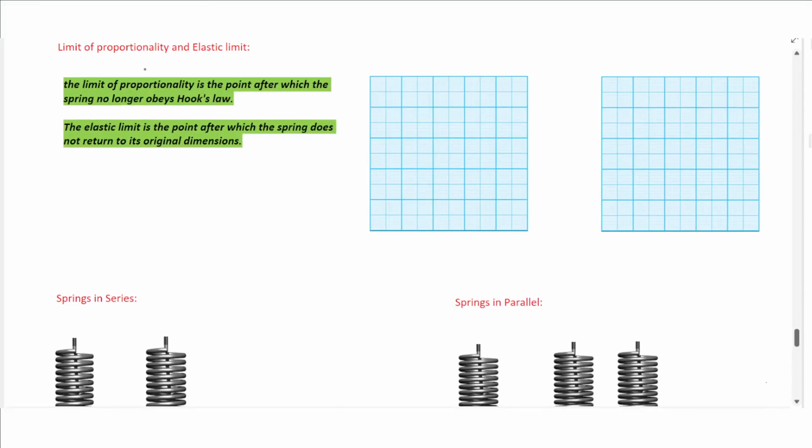While extending a spring, there is something called the limit of proportionality, and there is another thing called the elastic limit. They are not the same. The limit of proportionality is the point after which the spring no longer obeys Hooke's law, which means if you draw a force extension graph, there will be a part that is a straight line through the origin, but after that point, the graph will curve towards the extension axis.